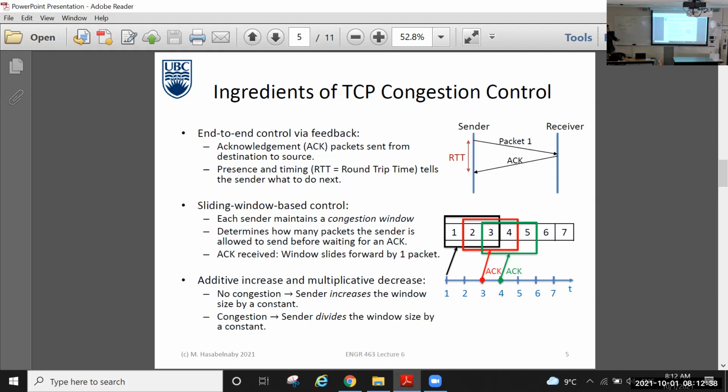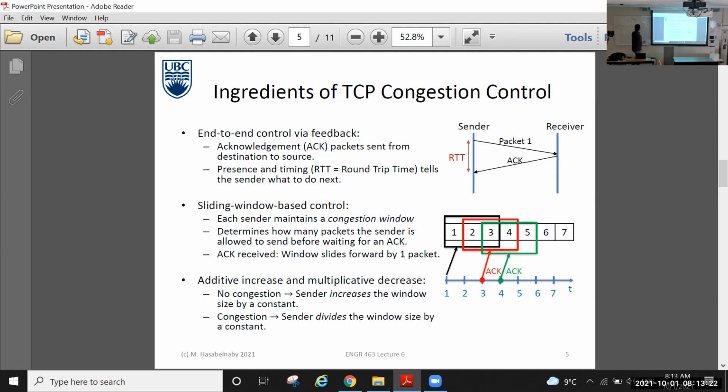Okay, let's discuss. One of the solutions is by using sliding window based control. We can call it congestion window. In the congestion window, each sender determines how many packets it is allowed to send before waiting to receive an acknowledgement. So, for example, we have a sender here, and we have a destination. And for example, the congestion window of the sender is 3 packets.